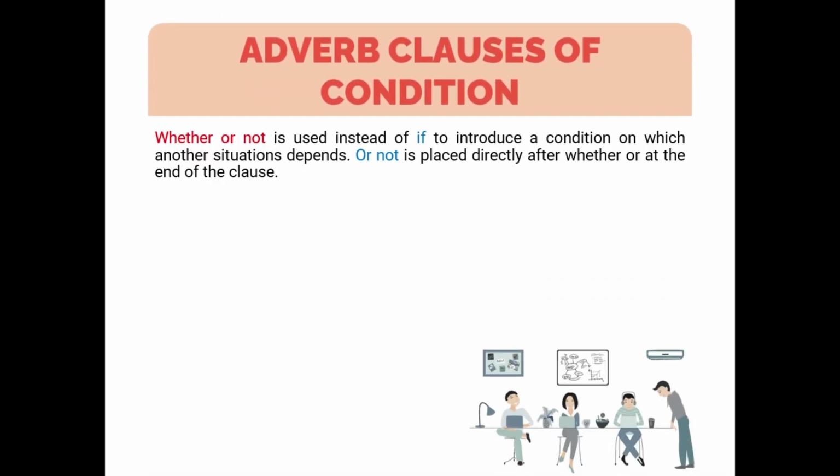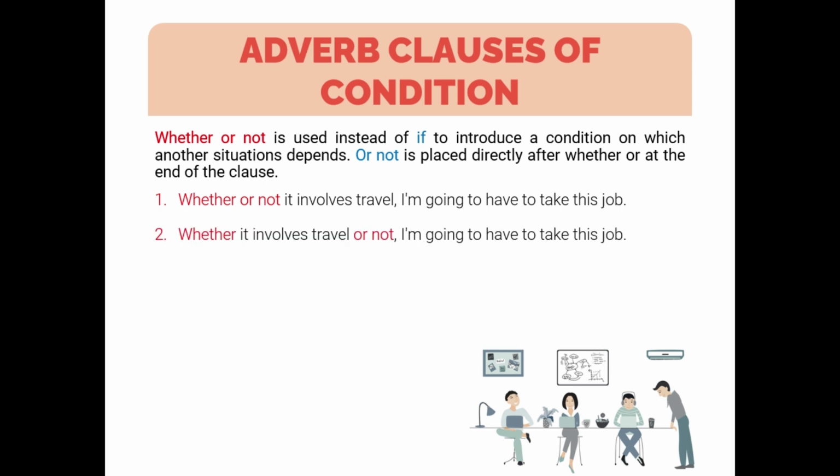Now, keep in mind that whether or not is used instead of if to introduce a condition on which another situation depends. Or not is placed directly after whether or at the end of the clause. For example, number one, whether or not it involves travel, I'm going to have to take this job. Or I can also say, whether it involves travel or not, I'm going to have to take this job.